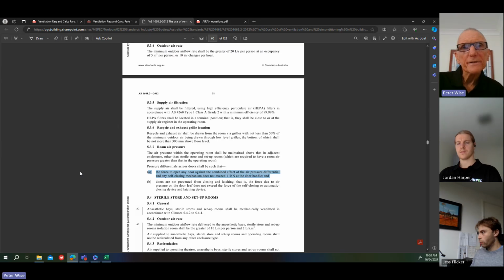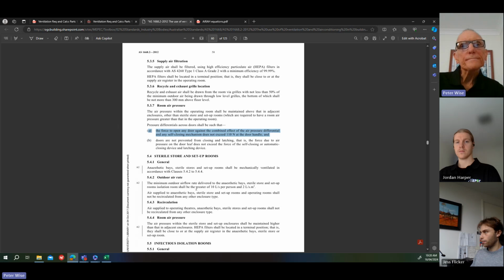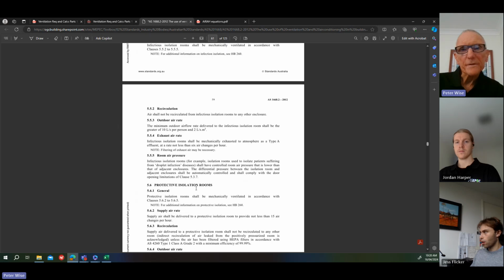But you'll find that in the state health standards, it's usually 30 pascals for an operating theatre. I don't think I've ever seen it higher than that. So you'll maintain the operating theatre 30 pascals above anything that's adjacent to it. Okay. Anyway, I've probably said enough about that.